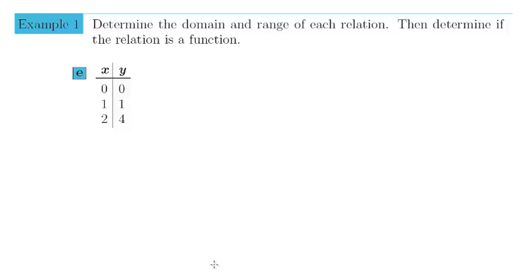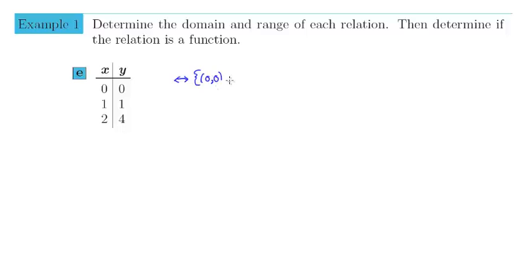Example 1E. Determine the domain and range of the following relation. Then determine if the relation is a function. Notice in this example, our relation is expressed as an XY table of values. And recall that every XY table of values can be rewritten as a set of ordered pairs. So if you like, you don't have to, but if you like, you can rewrite this table as a set of ordered pairs or in set notation.